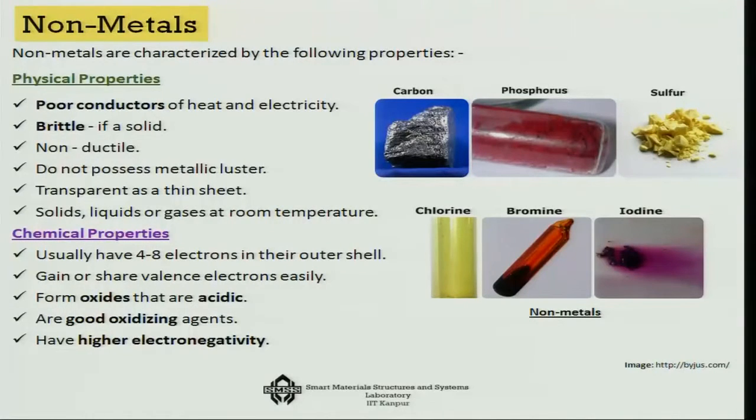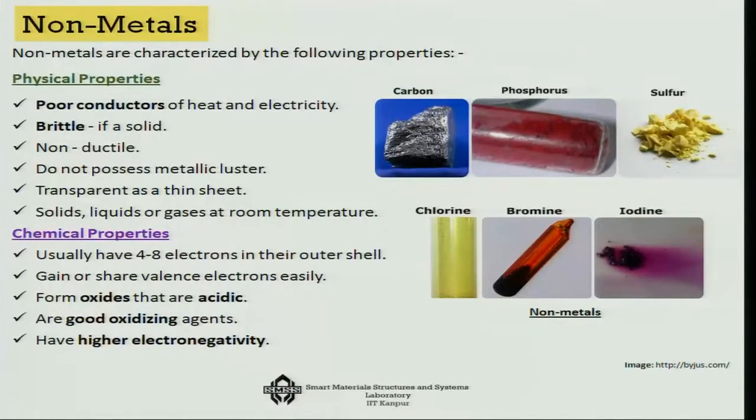Some of them, for example crystals like diamond, or some such things, actually have a very high degree of internal reflection and hence they create a kind of luster. It is not metallic luster, but it is generated because of that total internal reflection, as we call it. They are many times transparent as a thin sheet.